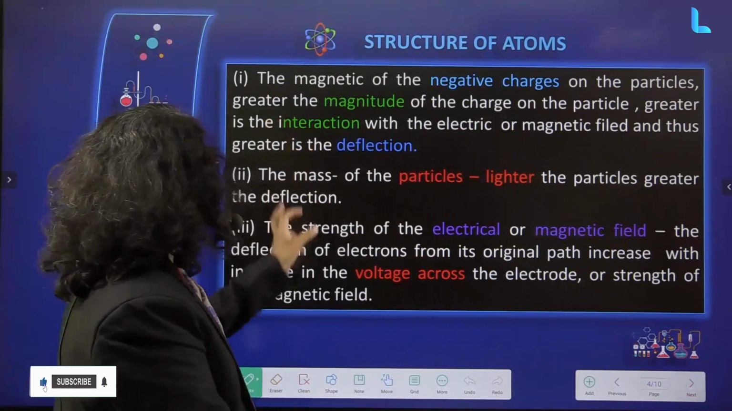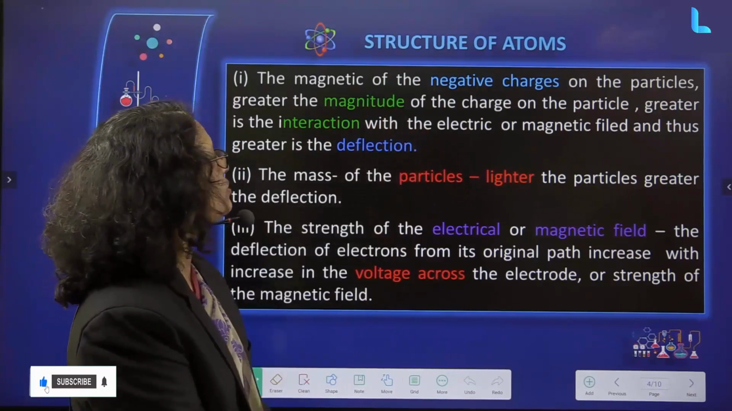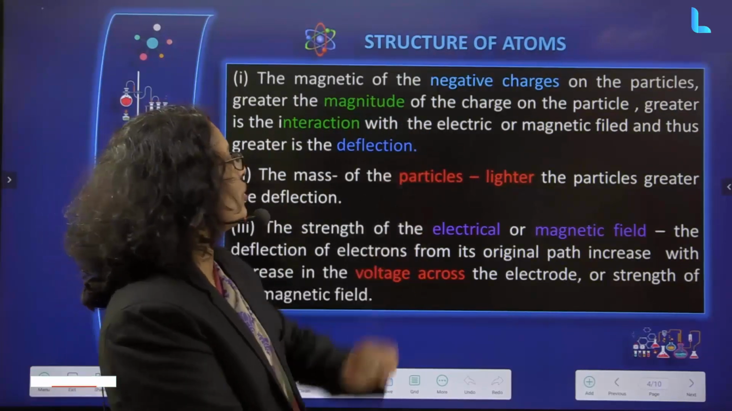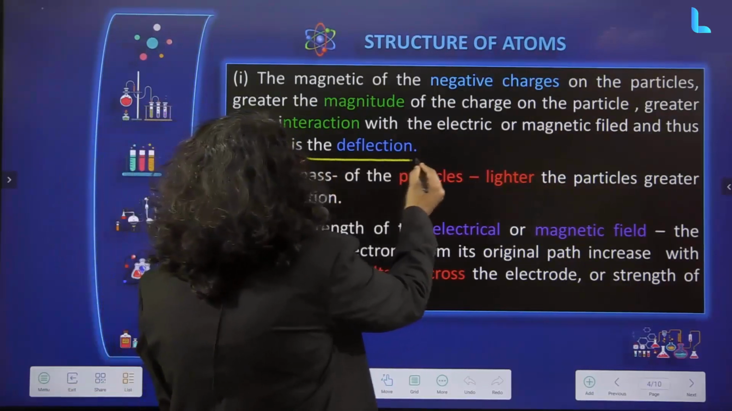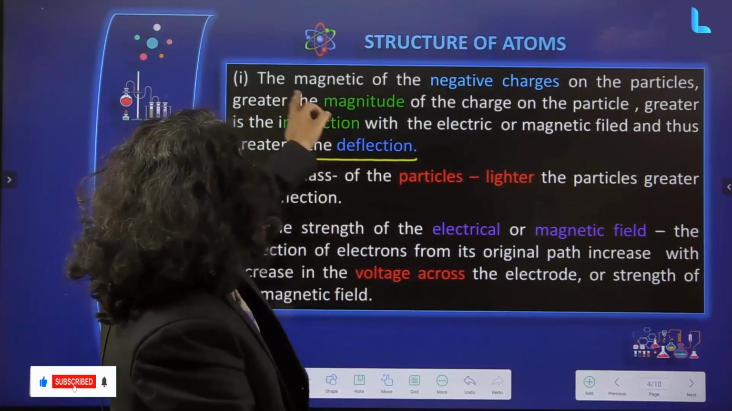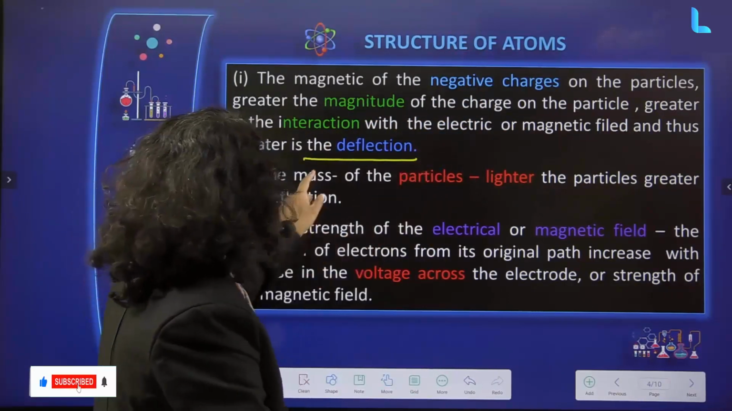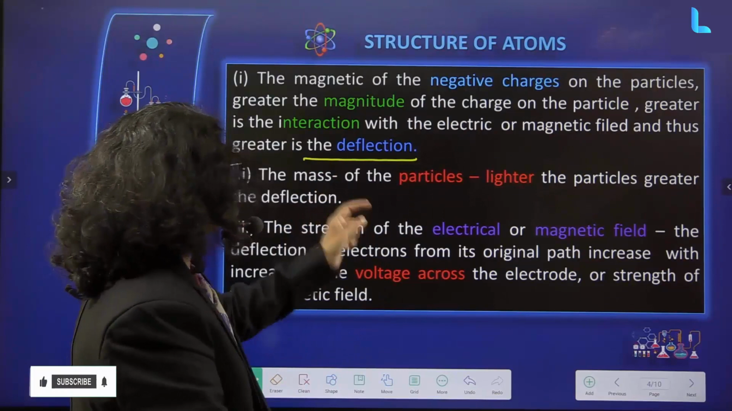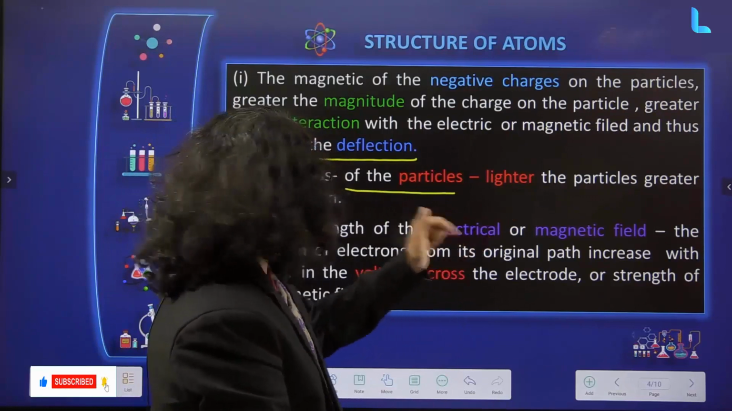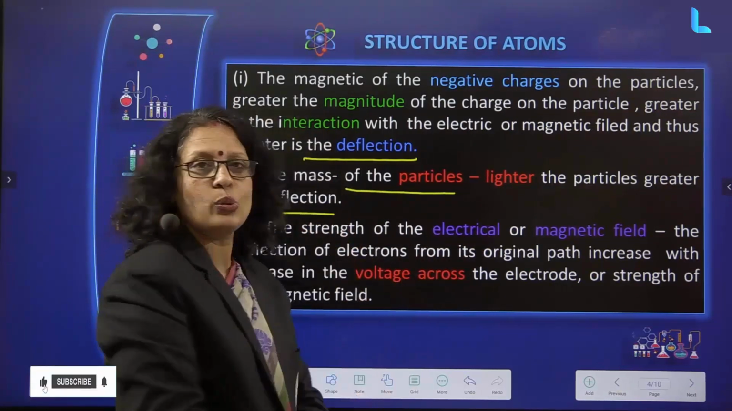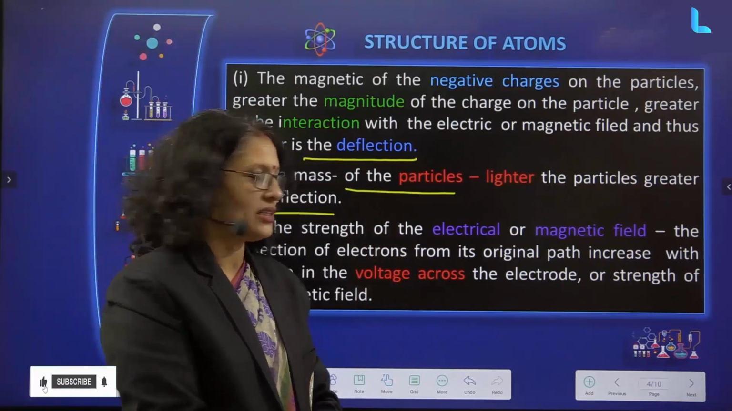So what are the points on which the effect depends? First one is the magnitude of the negative charge of the particle. The greater the magnitude of the charge on the particle, the greater the interaction with the electric and magnetic field, thus the greater the deflection. Second, we are talking about the mass of the particle, the mass to charge ratio we are discussing here. The lighter the particle, the greater the deflection. So what are the conditions? First is the greater the negative charge, second is the lighter the mass, the lighter the particle.